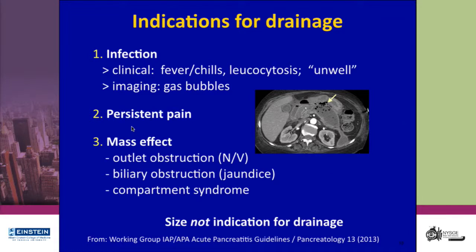Other indications include a patient with persistent pain or symptoms of a mass effect: outlet obstruction manifested by nausea and vomiting, biliary obstruction manifested by jaundice, or a patient may develop a compartment syndrome. And there are less common indications for drainage, such as a pancreaticopleural fistula. Now, what we understand today is that size itself is not an indication for drainage. It used to be that a size greater than 6 centimeters should be drained, or a cyst that's growing should be drained. That is no longer the case.